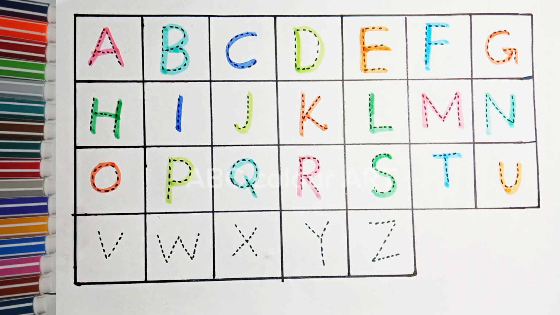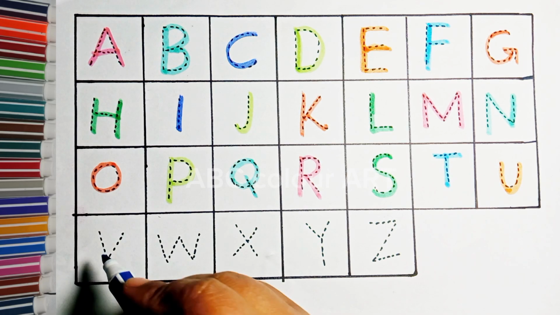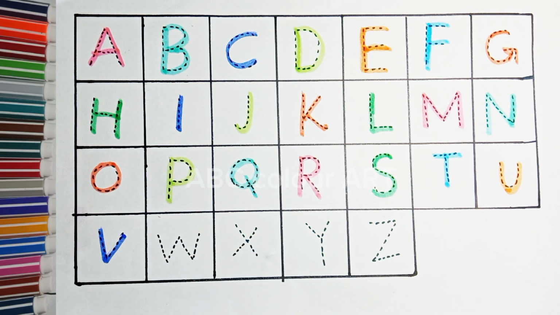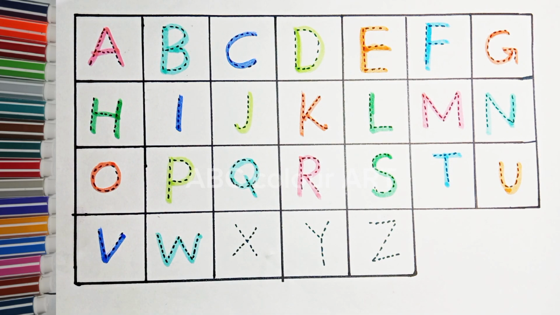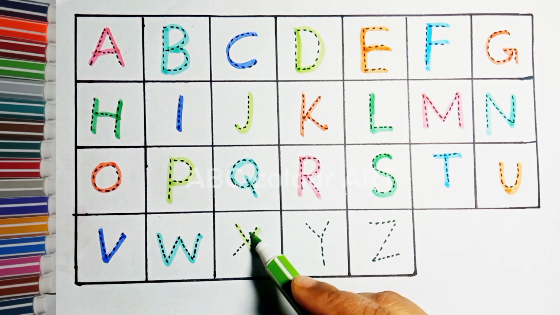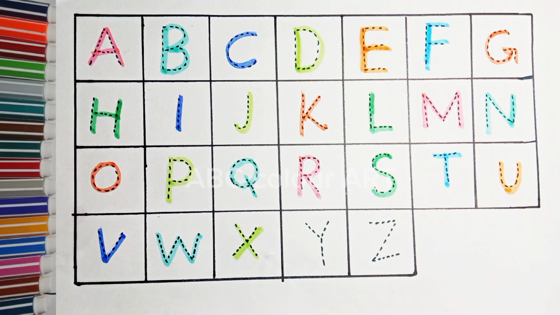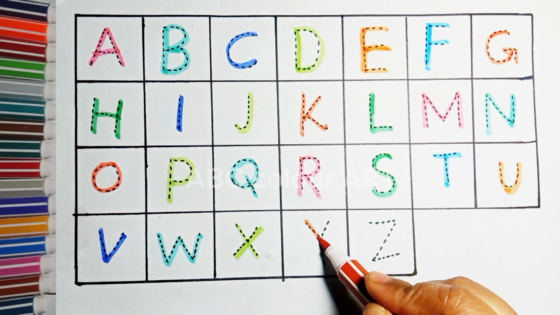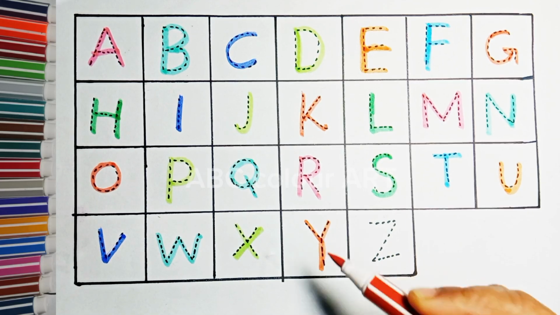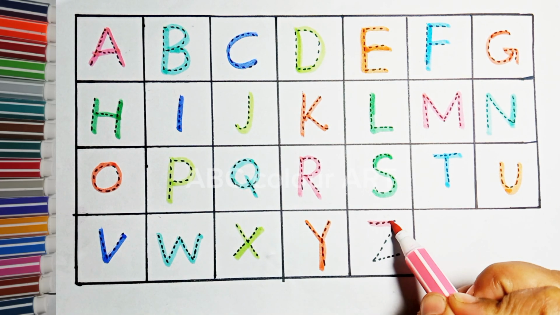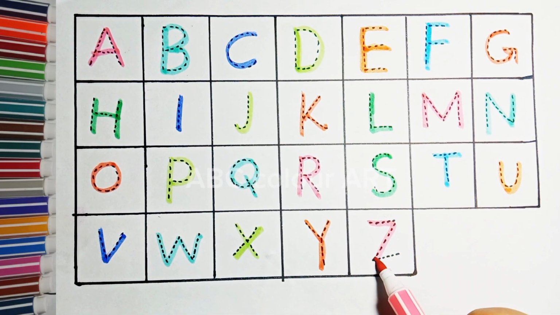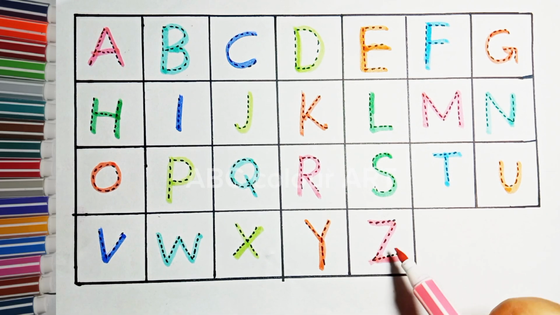U is for umbrella. V is for van. W is for watch. X is for Xmas tree. Y is for yo-yo. Z is for zebra.